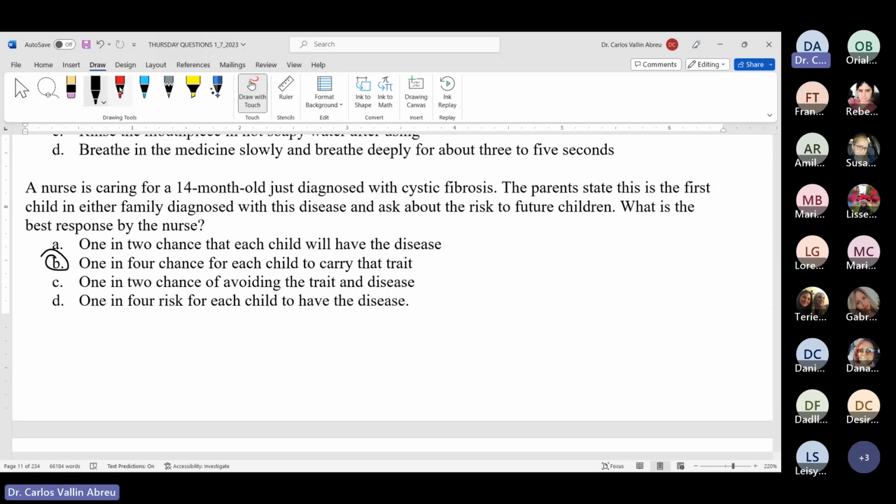Okay, you need to know that it is an autosomal recessive disease. You need to know that for each trait, we have 1 trait from mom and 1 trait from dad. I mean, we have 46 chromosomes, yes? 23 chromosomes with multiple traits are coming from dad, and 23 are coming from mom.